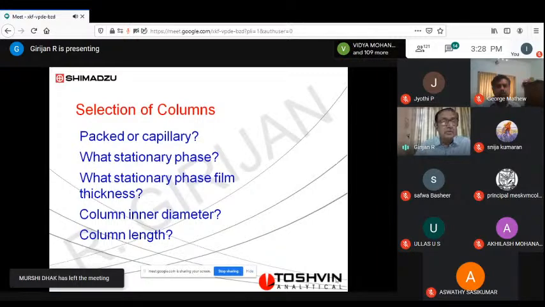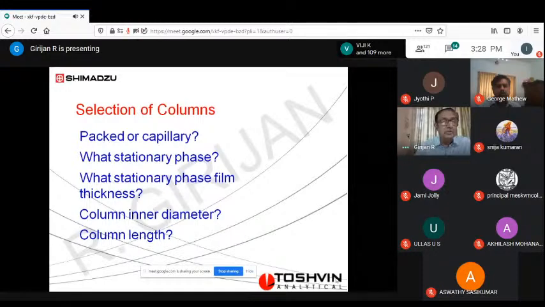I told you the internal diameter can vary from 0.1, 0.25, 0.32, and 0.53. There are 4 different internal diameter tubings available. So out of this, which one should I use for my sample? And what is the length of the column? Whether I should go for a 30-meter column, 50-meter column, 75-meter column, or 100-meter column. So what is the length I have to use? A lot of things you have to decide depending upon your sample and your applications.